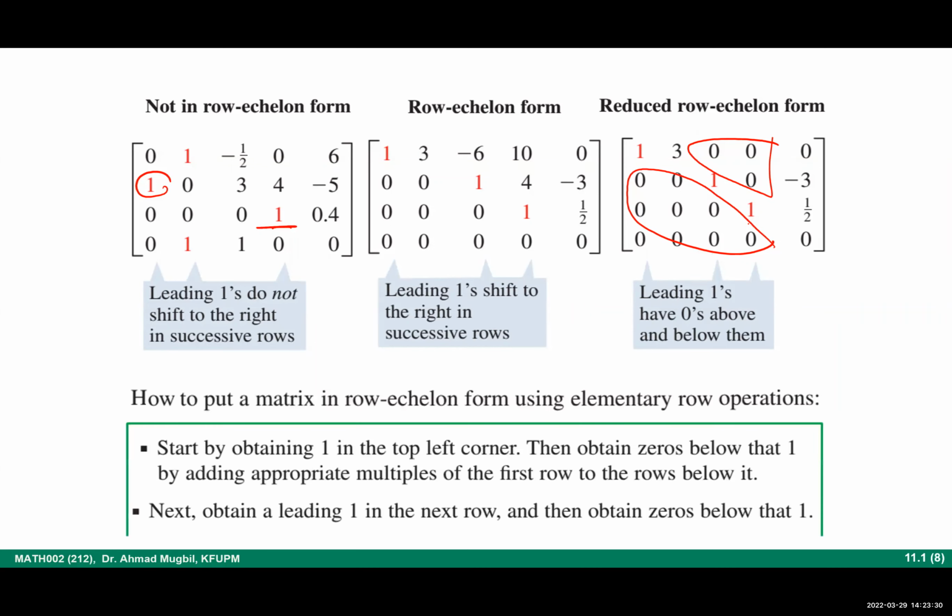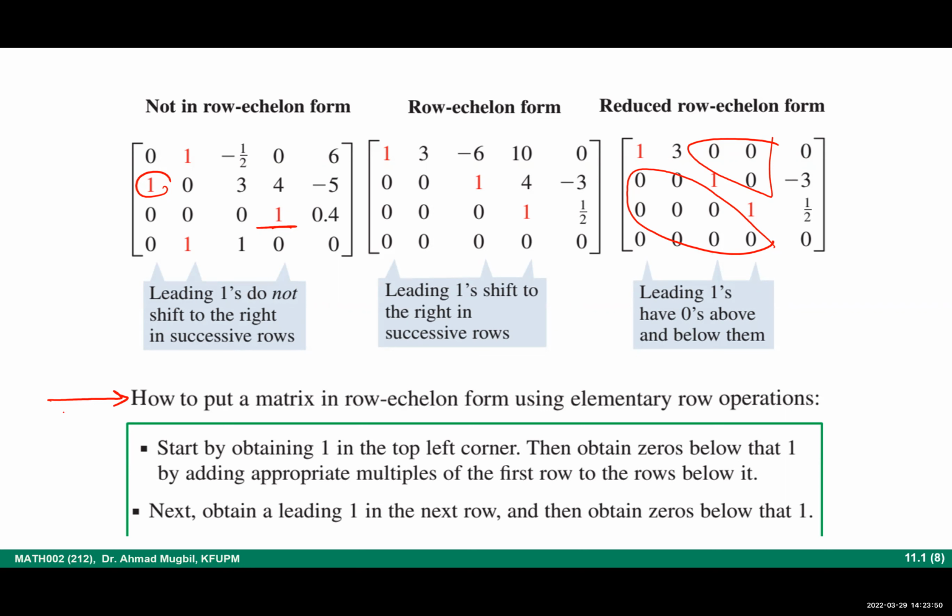Again, we will use these later, ya shabab, to solve linear systems. The question is how to put a matrix in row echelon form. And this was the question of Ahmed at the beginning: why are you doing this, and what is the order that we should follow when we write a matrix in the row echelon form.